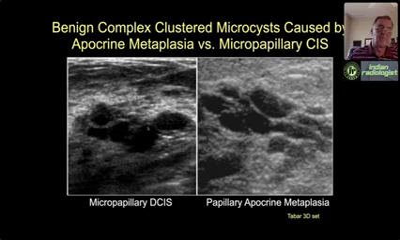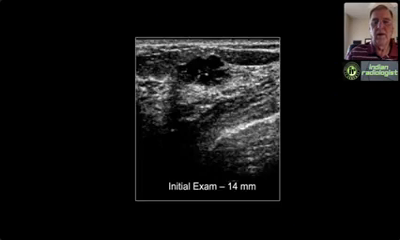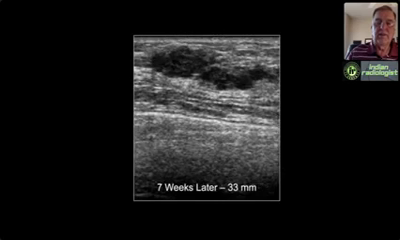What we have to take some comfort in is that more than 99 out of 100 of these complex clustered microcysts are going to be apocrine metaplasia. Less than 1 out of 100 are going to be micropapillary DCIS. Now this patient presented with a palpable lump. On this exam, it was 14 millimeters. It was called BI-RADS 3, and she was asked to come back in 6 months.